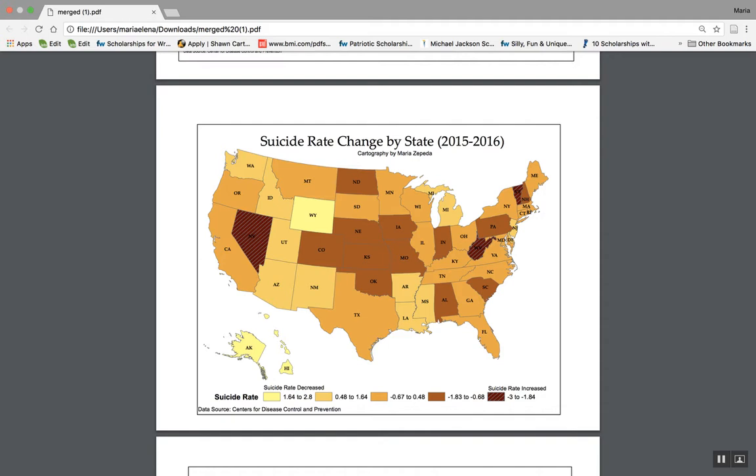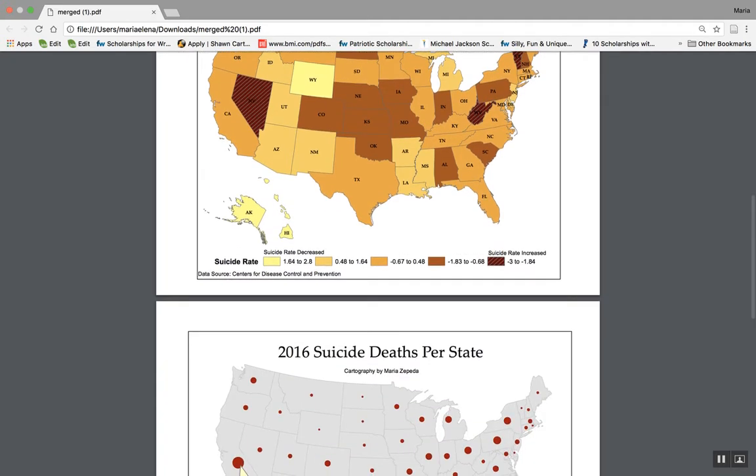This also, I think, allows the audience to recognize the states with the lower colors that mean that they improved in suicide rates, while those in darker tones actually have higher suicide rates than before.